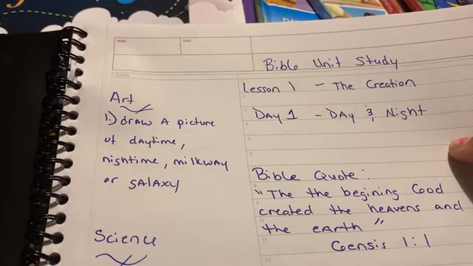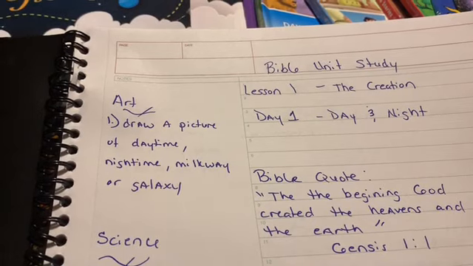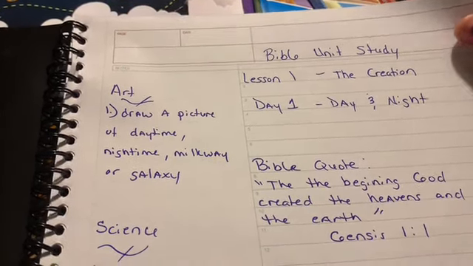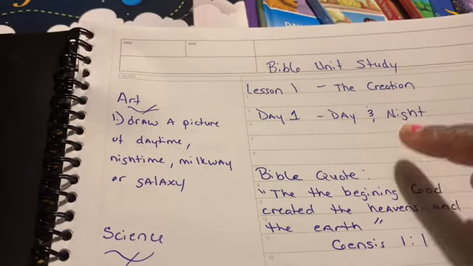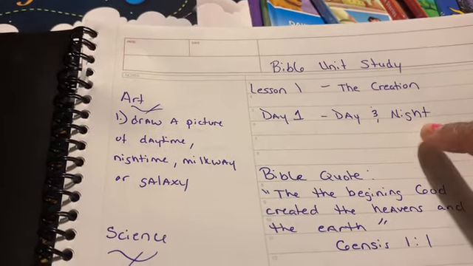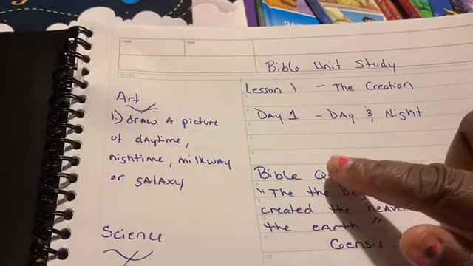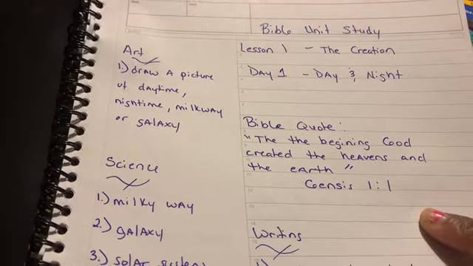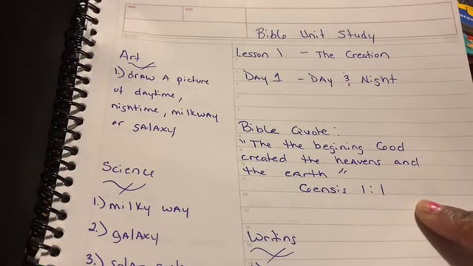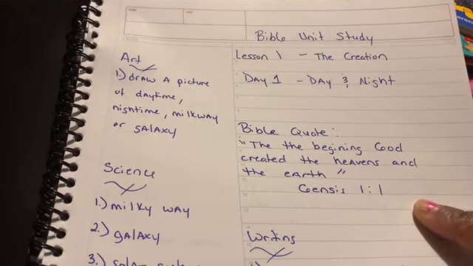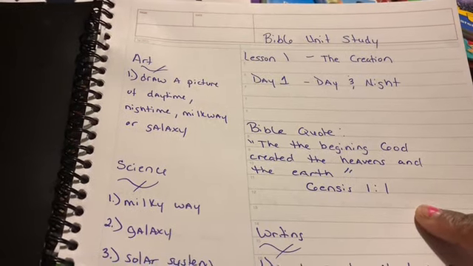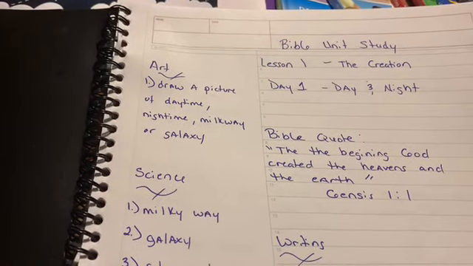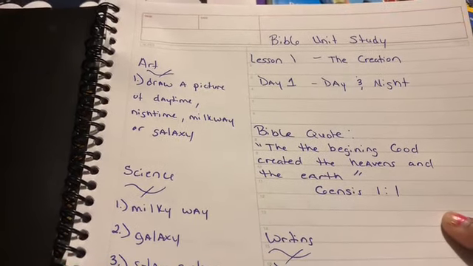So we're talking about the creation, and I decided to break up each day just to get the most out of each lesson. So for lesson 1 this week, which we actually did today, we talked about the creation and what God created on day 1, which was He created the day and the night. Then I had the children write down the Bible quote for handwriting: "In the beginning, God created the heavens and the earth," and they wrote Genesis 1:1. We will practice this every day, and every week they get a new Bible verse to learn, but this is the one we're going to do for this week.